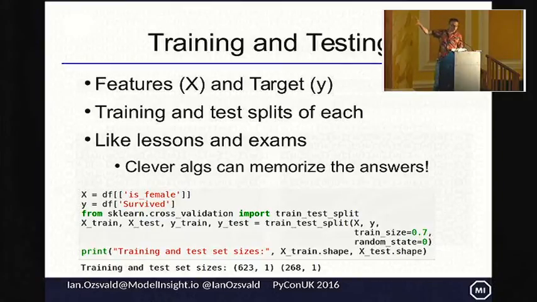And so we get the same problem with machine learning. The machine's really good at exploiting the information it can memorize rather than learning underlying patterns. So we have to make a training set and a test set. And a couple of lines of scikit-learn code give us this training set and this test set.